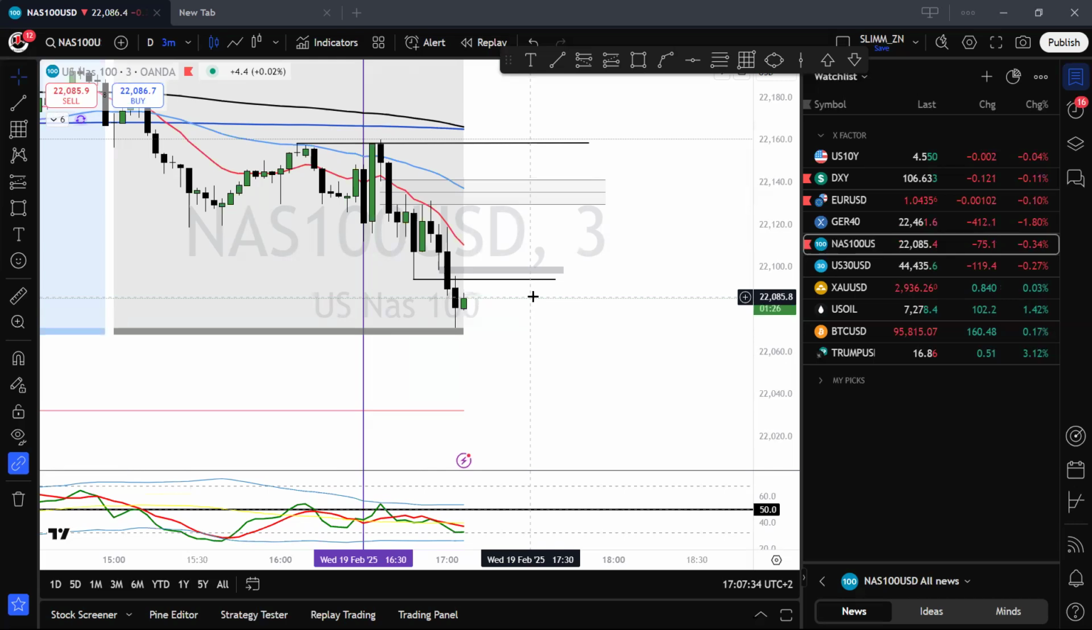Nasdaq will definitely push down. It's only a matter of entry, getting the correct entry on this particular asset. Okay, hit here, push back up, M30.